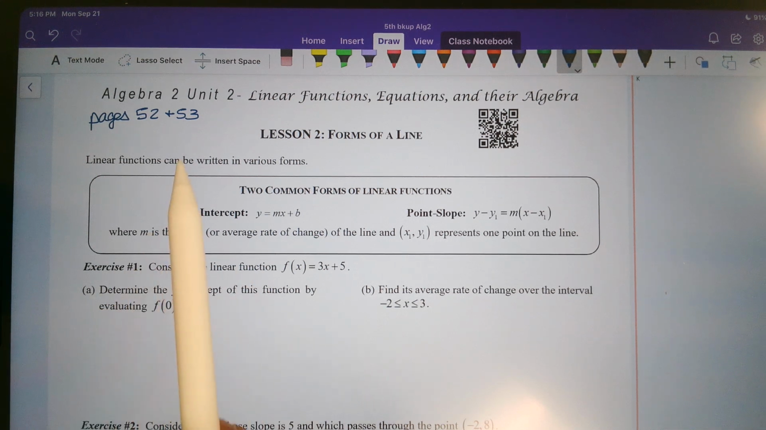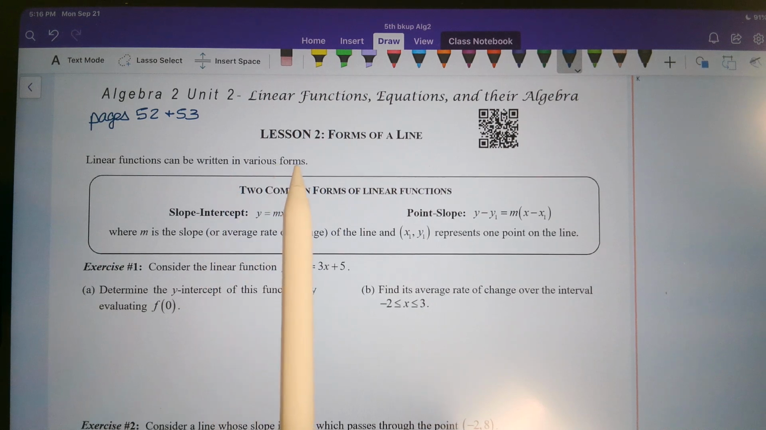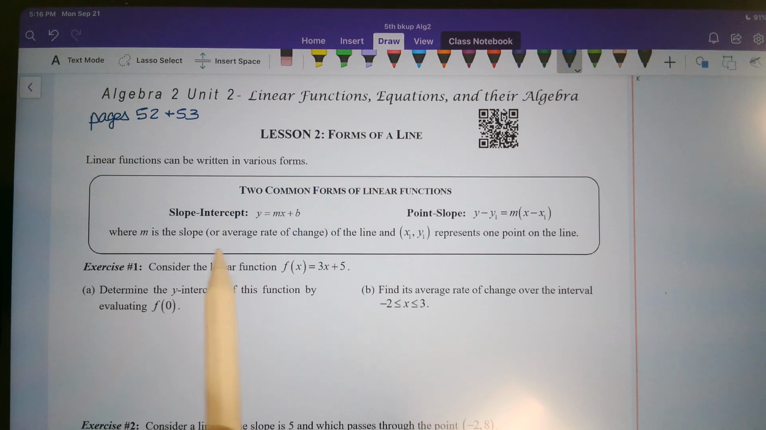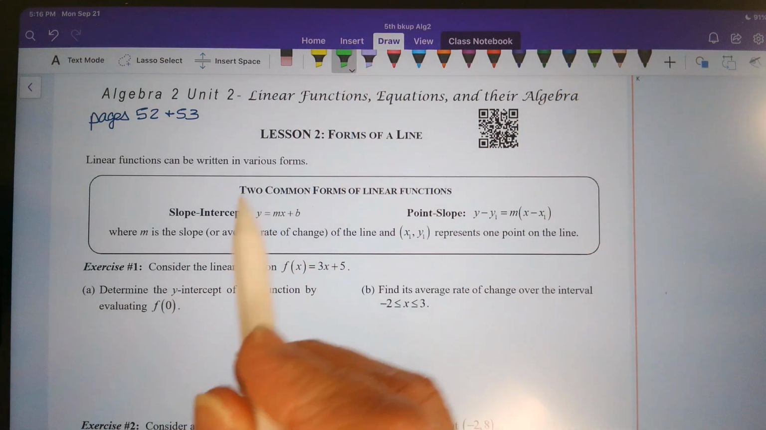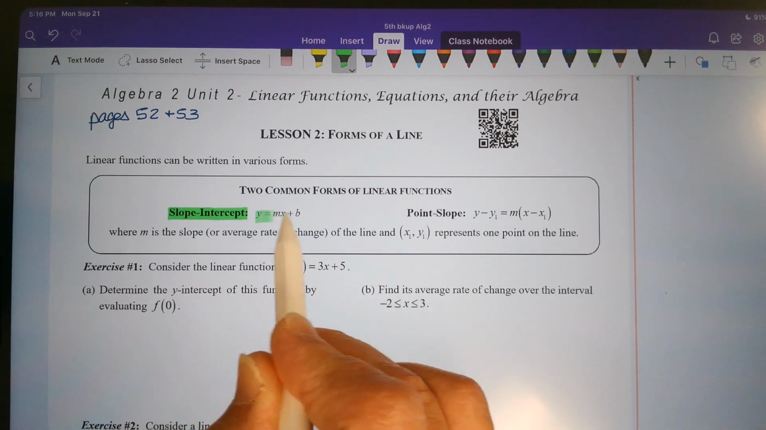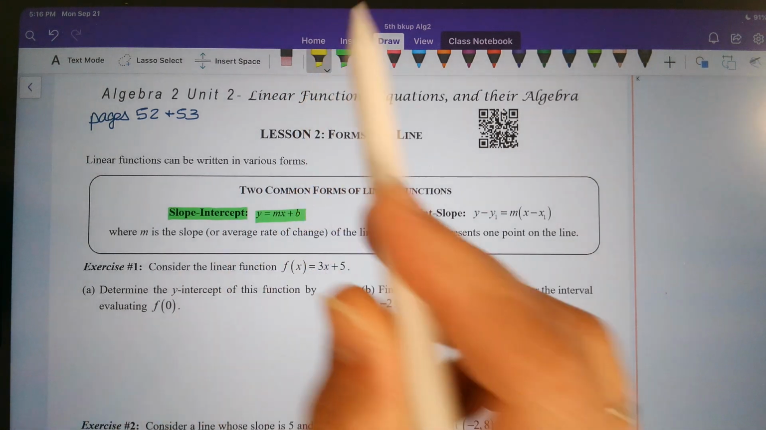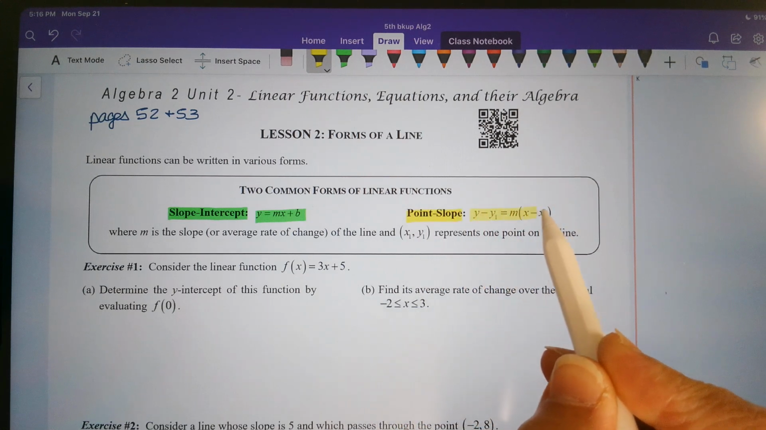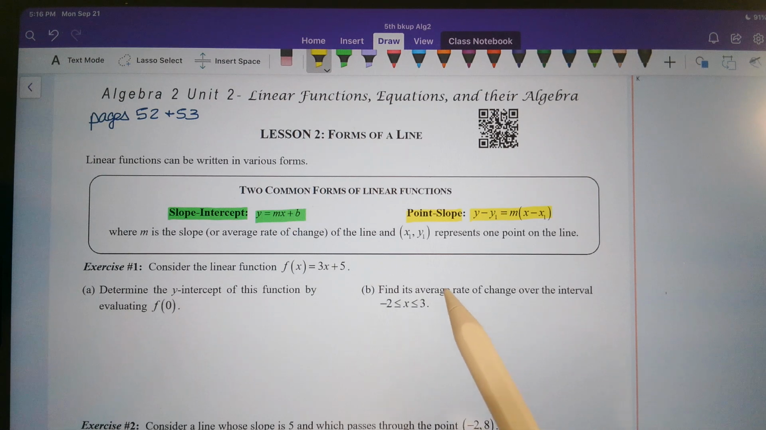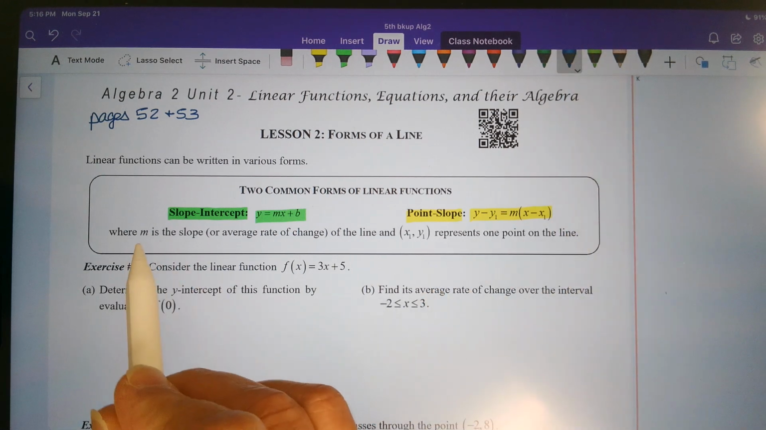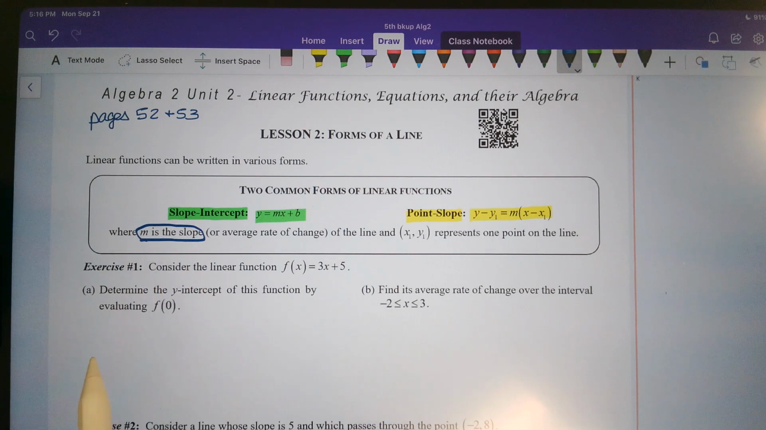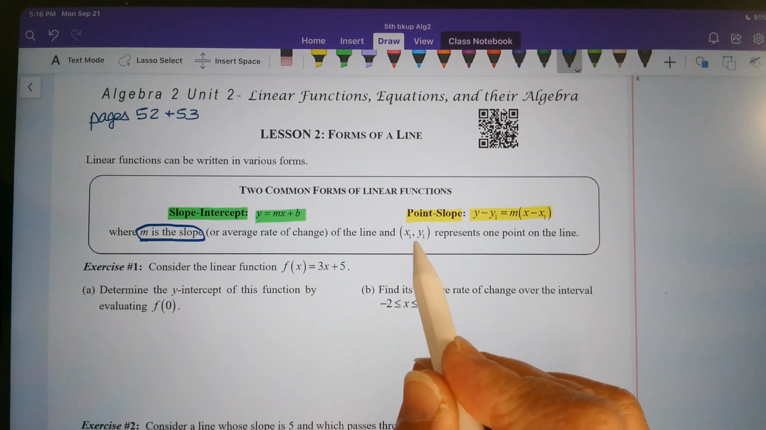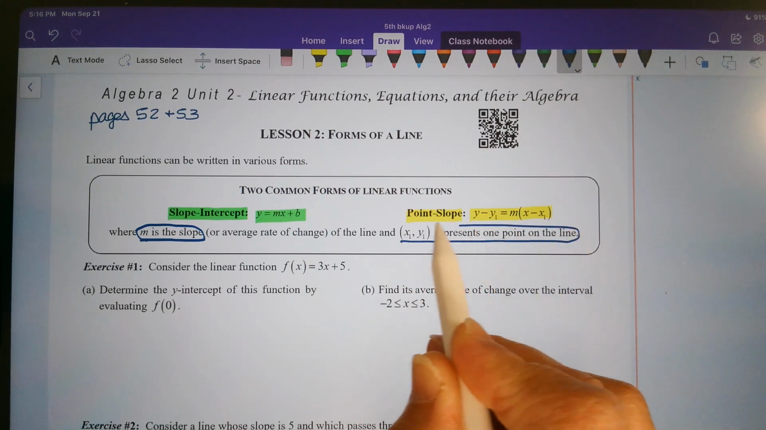Today we're on pages 52 and 53 of our textbook, Unit 2, Lesson 2, Forms of a Line. We're going to look at two common forms of linear functions. The first being slope-intercept form, which is y equals mx plus b, and the second, point-slope form of the equation of a line: y minus y sub 1 equals m times x minus x sub 1, where m is the slope of the line, and x sub 1 and y sub 1 represent one point on the line.